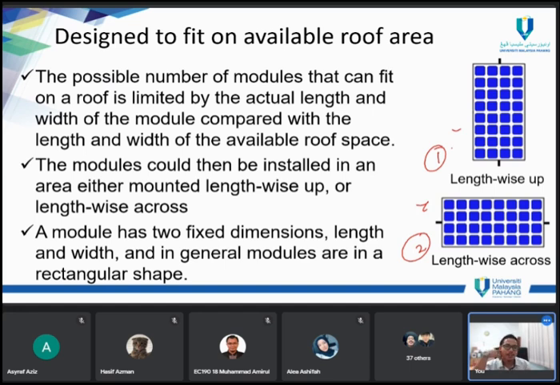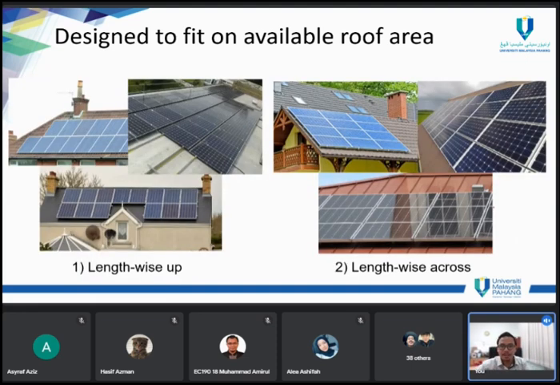It looks funny because what is the difference? You just change the direction, but it's actually different. You can refer to several modules just to change the orientation. Mostly we see that in most cases they are using lengthwise up. In most roofs that we see, they are doing this. But there are some places that use lengthwise across, maybe because of the limitation of the roof area. Designed to fit on available roof.